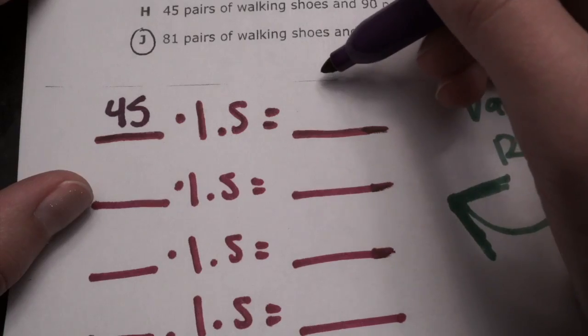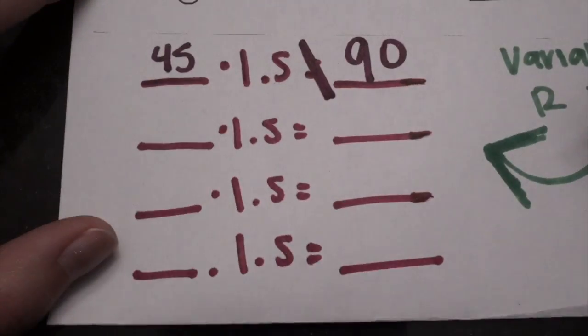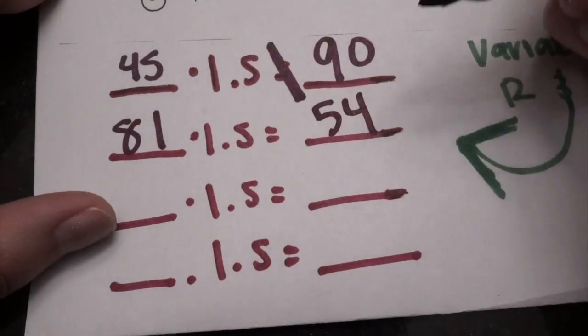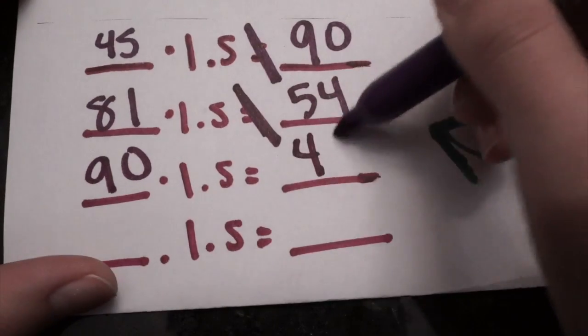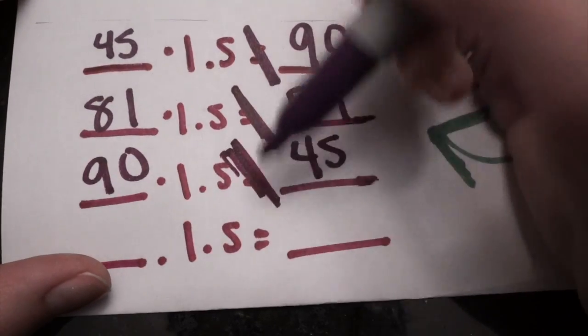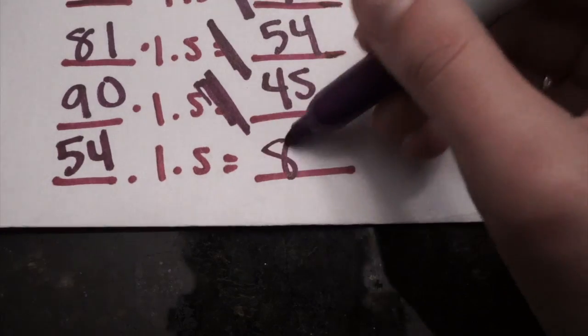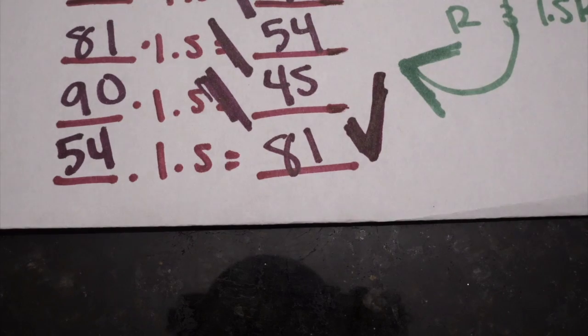45 times 1.5 equals 67.5, not 90. 81 times 1.5 equals 121.5, which isn't 54. 90 times 1.5 is 135, not 45, but 54 times 1.5 equals 81, so that is the only one that follows the rule in the problem.